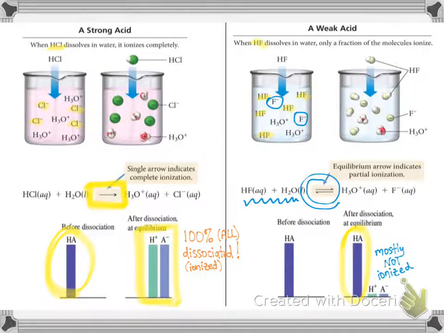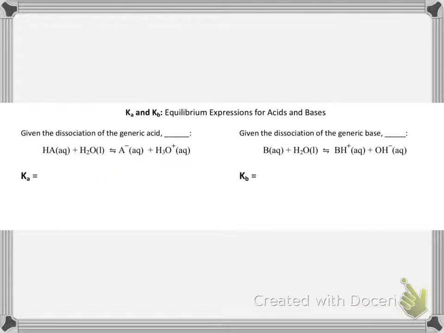Okay, since we're talking equilibrium, we should talk about equilibrium expressions, our K, capital K that is. Well, if it's the dissociation of a generic acid, we call it a Ka value or expression. And if it's a base, it's Kb, but it's still the same equilibrium constant expression that we've been doing since the beginning of time, or, last year.